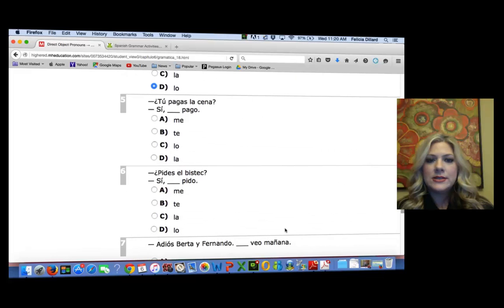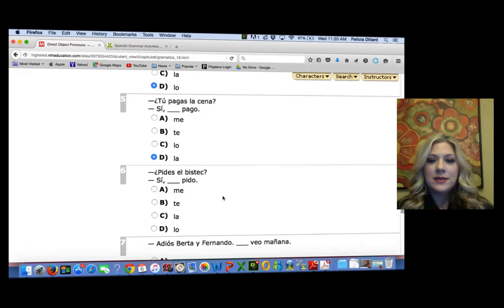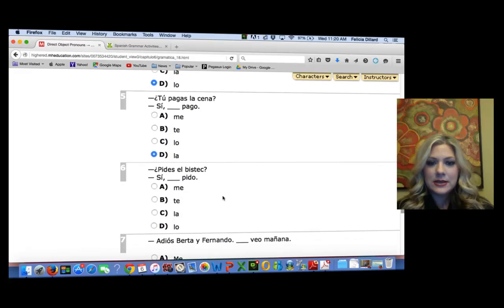For 5 y 6, ¿tú pagas la cena? Sí, pago. Are you paying for dinner? Yes, I'm paying for it. It, referring to la cena, so we use la. ¿Pides el bistec? Sí, pido. Are you ordering steak? Yes, I'm ordering it. And so the word for it is lo, because it's el bistec.